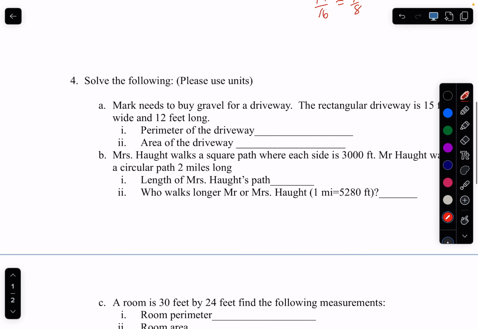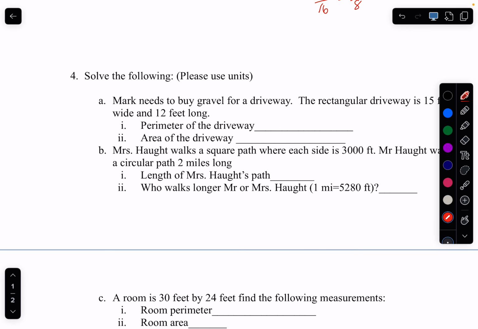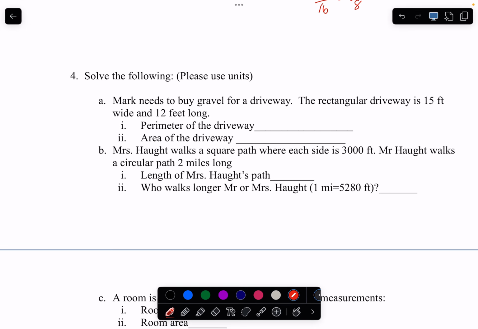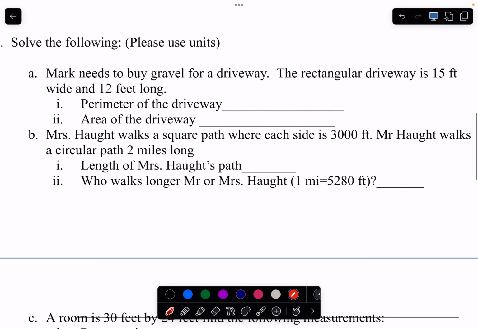Okay, so now let's talk about some word problems. So if you could, let's take a look at these ones. Okay, it says Mark needs to buy gravel for a driveway. The rectangular driveway is 15 feet wide and 12 feet long. So my suggestion to you is they mentioned the shape of it. So let's draw a shape.